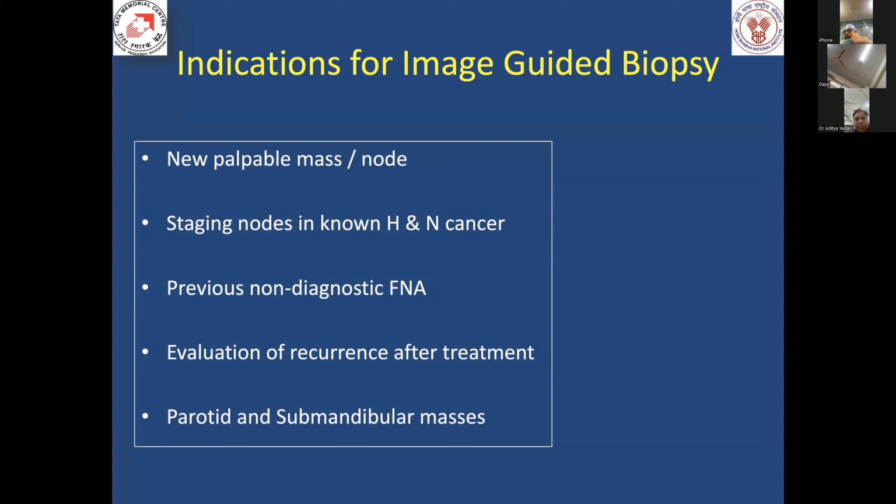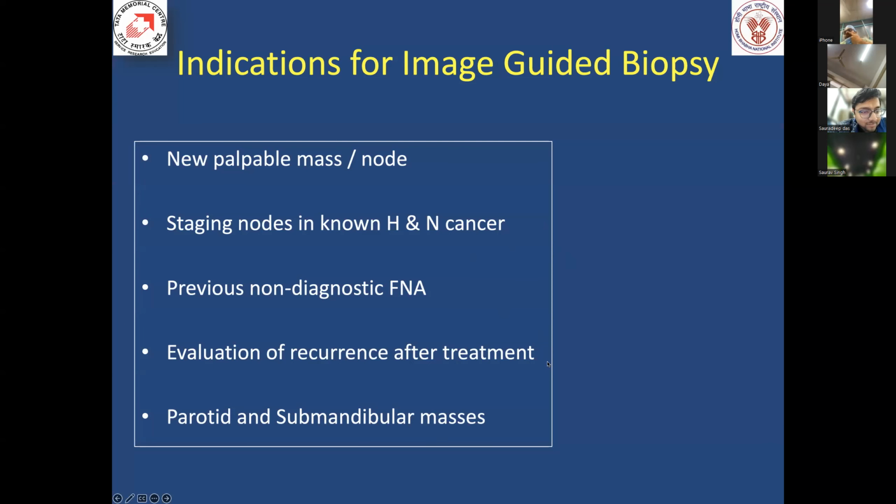Previously, FNAC is normally the modality to confirm the presence or absence of metastasis in the node. But if FNA is coming repeatedly negative, at that time the next option is to go for a biopsy, because we can take more cores and a better yield can be given to the pathologist.